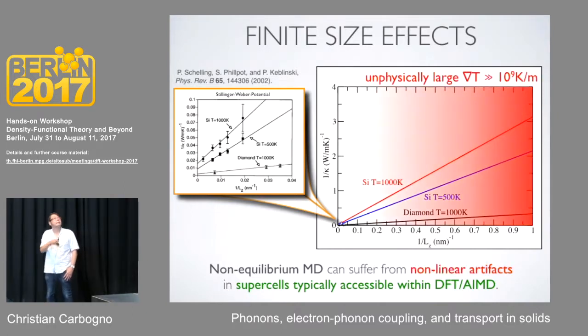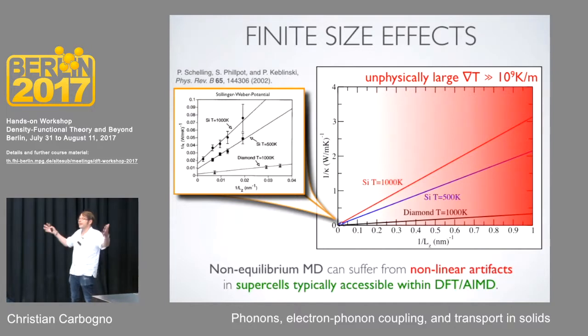The second thing that happens here is that you have extremely large temperature gradients. Just think about it. If you do a supercell of something like 10, 20 angstrom and just apply a temperature gradient of 10 K, this will translate into a temperature gradient of the order of 10 to the power 8 or 9 Kelvin per meter. And these are temperature gradients that happen on the surface of the sun, but not in your materials as you have them in your laboratory or in your applications.